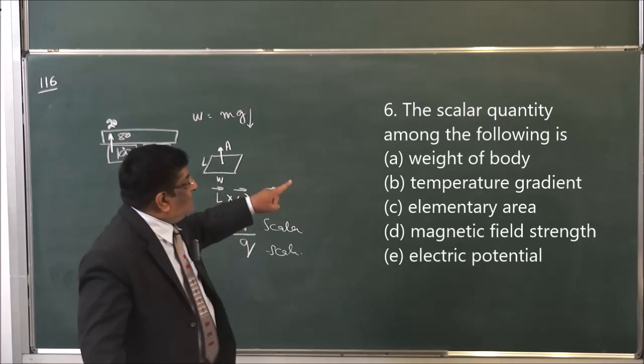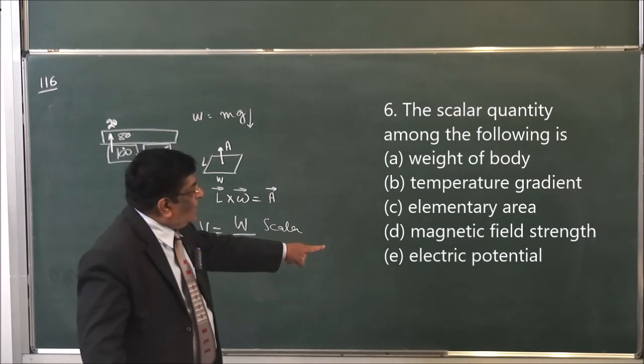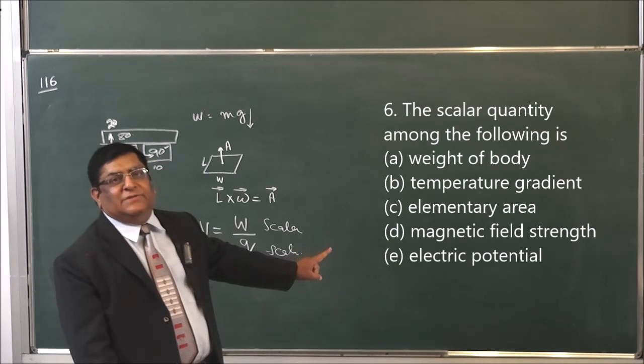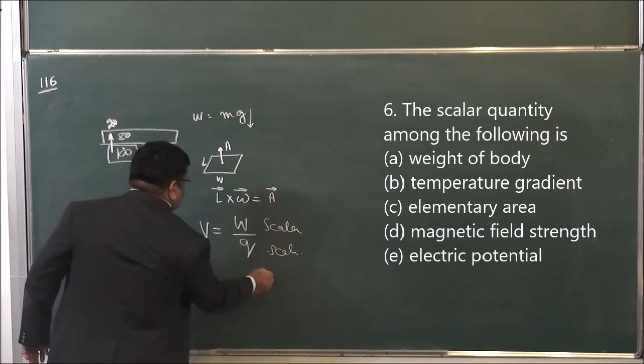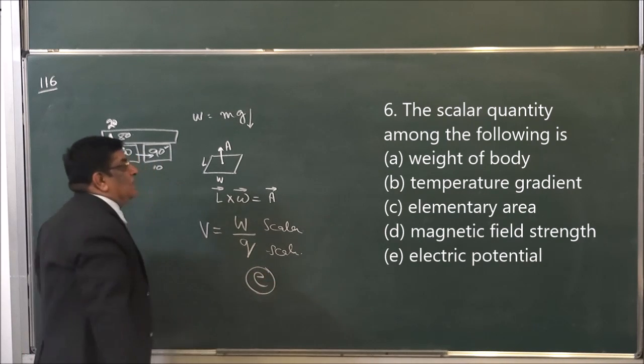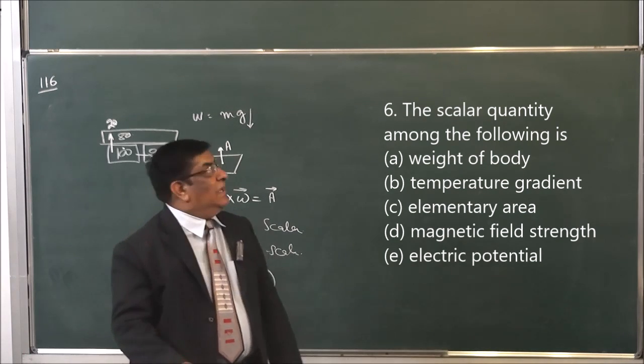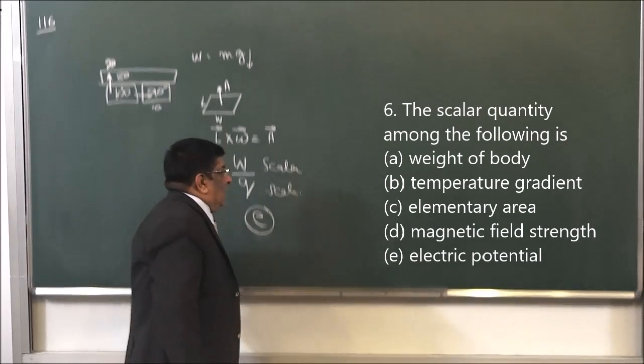So out of all this A, B, C, D, E, only quantity E, potential, is a scalar quantity. So our option is E. This is the scalar quantity. Thank you. Let's go to the next question again.